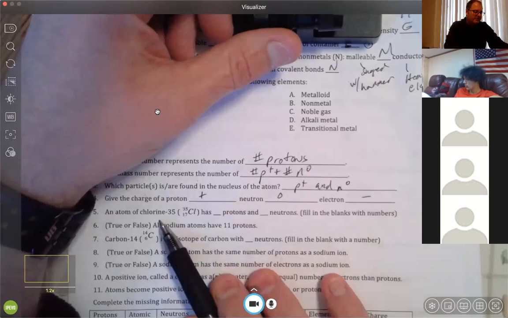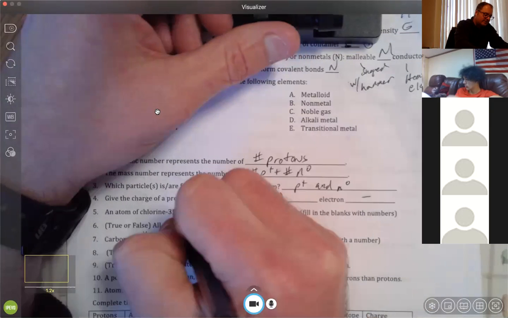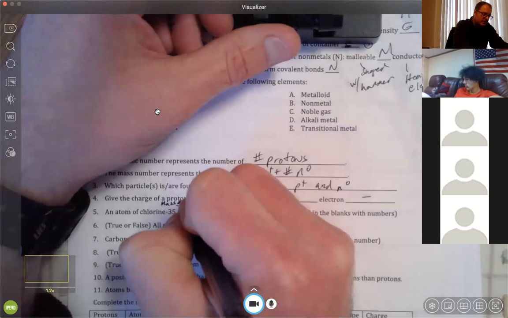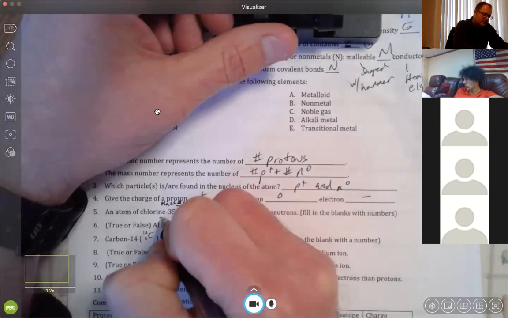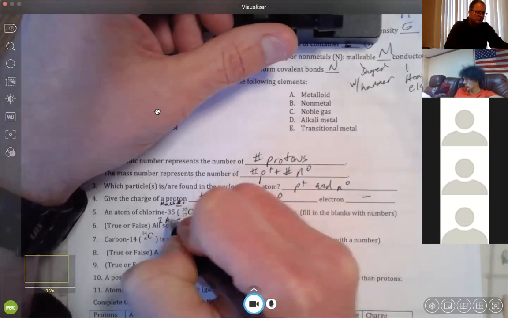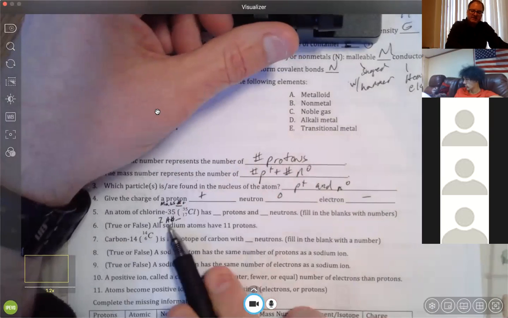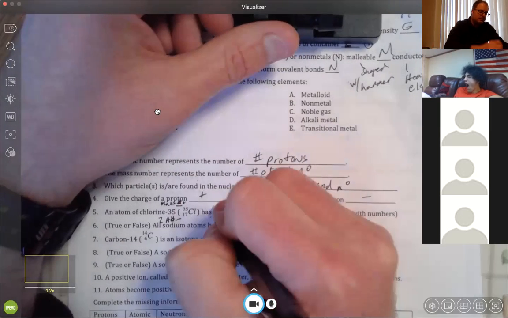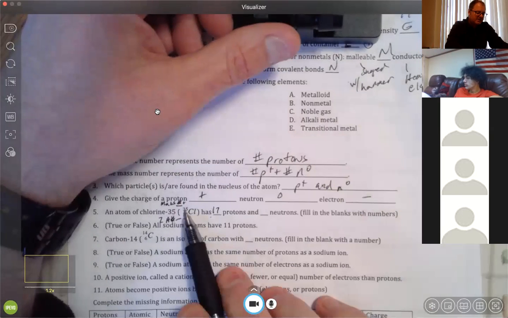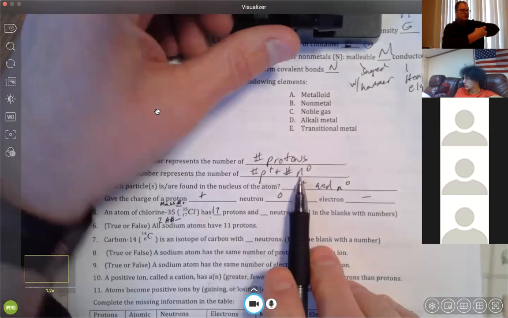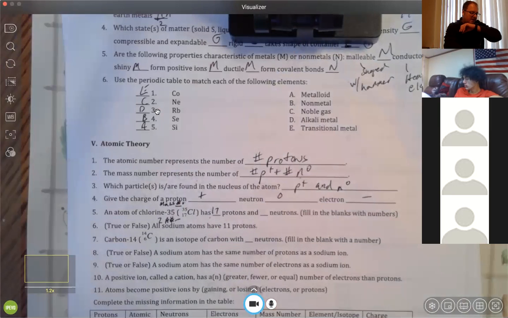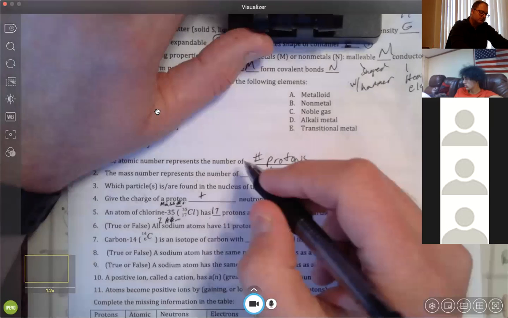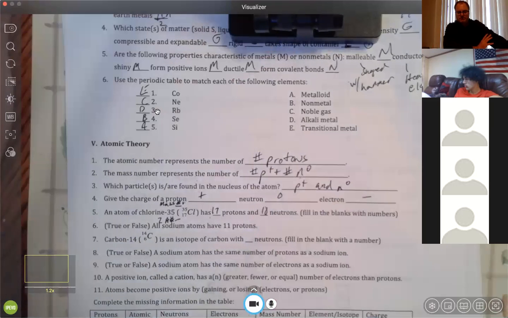An atom of chlorine 35. This 35 is known as the mass number. This, also called Z, is the atomic number. The atomic number, as we said, is equal to the number of protons, so that 17 is the number of protons. 35 is the mass number, that's protons plus neutrons. 35 minus 17, the answer is 18. That's 18 neutrons.